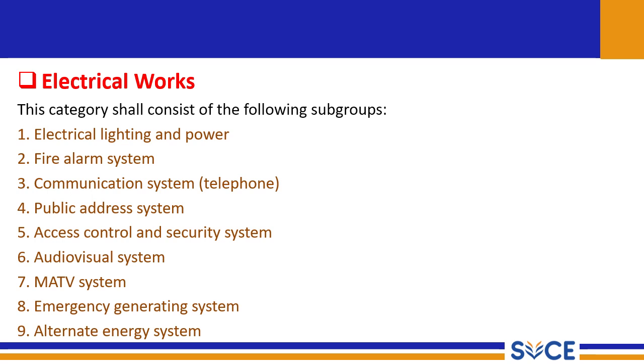Electrical works. This category of work shall consist of the following subgroups: electrical lighting and power, fire alarm system, communication system, public address system, audiovisual system, access control and security system, emergency generating system, and alternate energy system. These are different kinds of subgroups of works that come under electrical works.